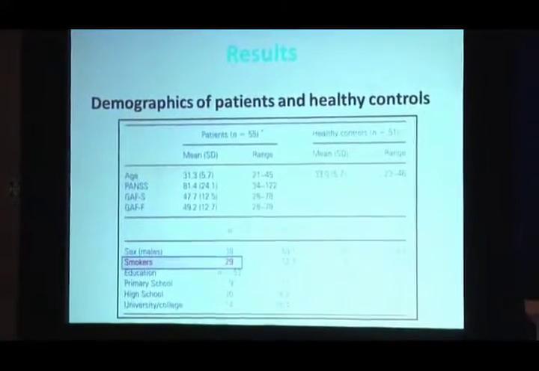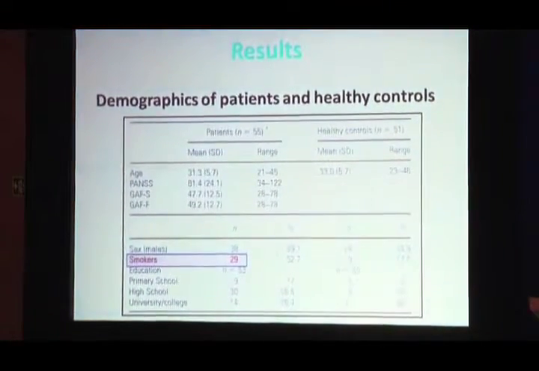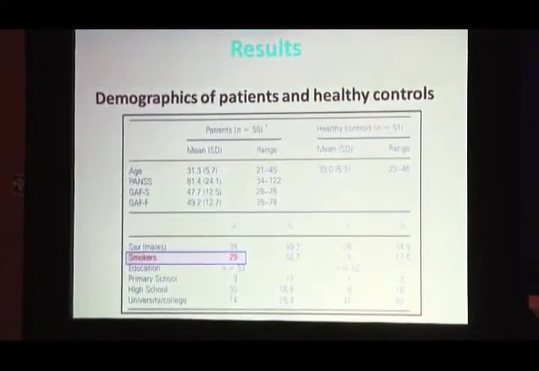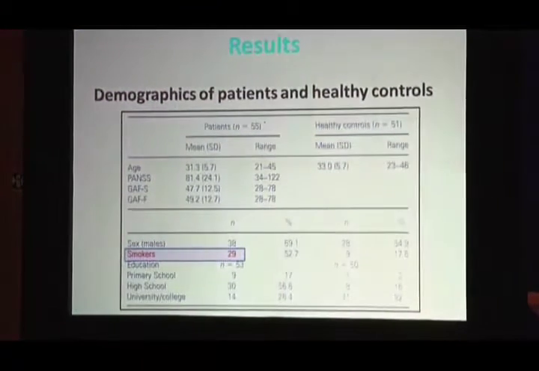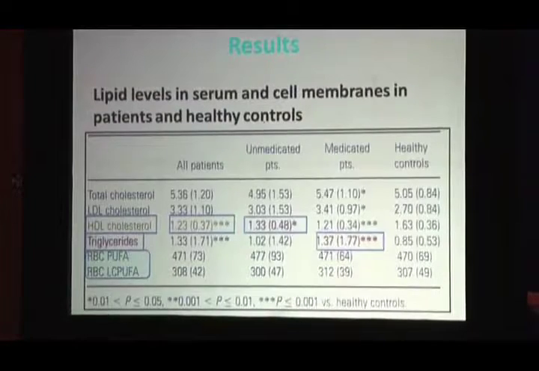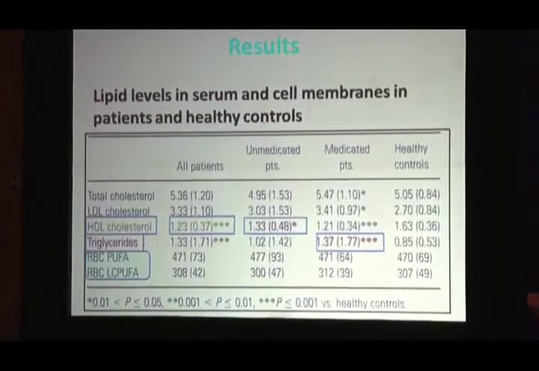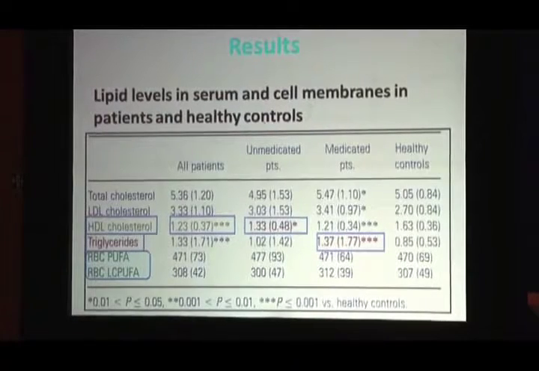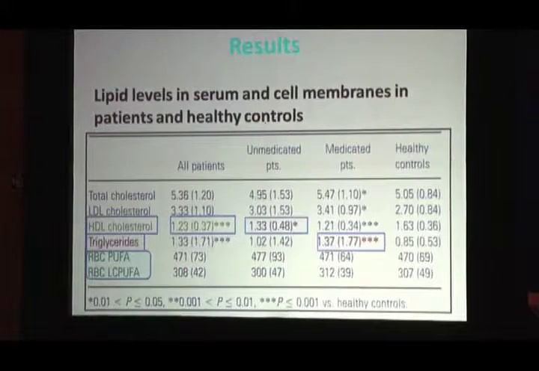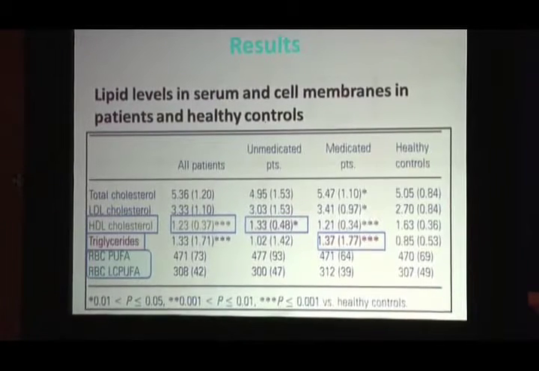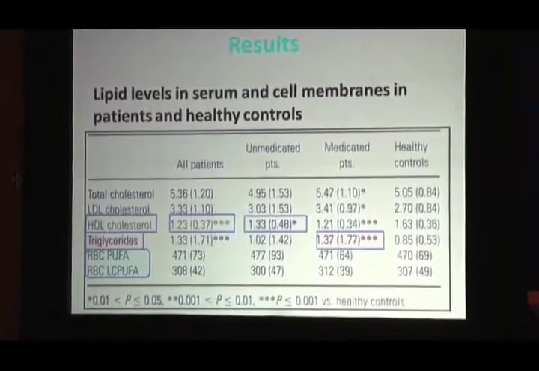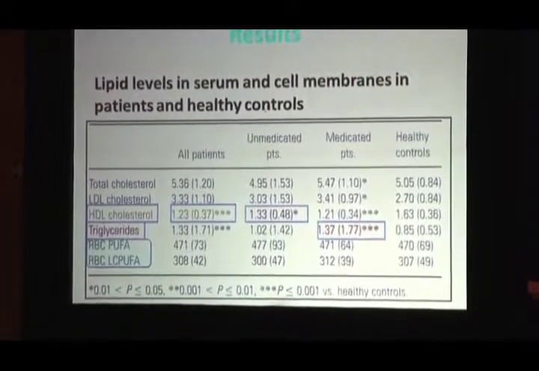Now these are the results. And now see our highlighters. Do you see here? Smokers, 29. Okay? These are the figures. Lipid levels in serum and cell membranes in patients and healthy controls. And look here, they have taken all patients, unmedicated patients, medicated patients, and these are healthy controls. And they are giving the p-value for the level of significance, you know.